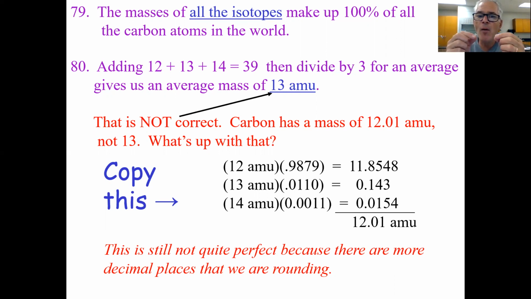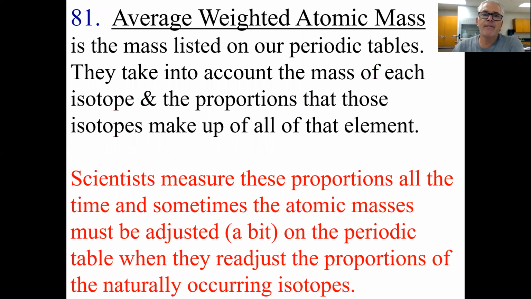We take the proportion of each isotope, we multiply the proportion times the mass, and then sum them up to get what's called the average weighted atomic mass. Average weighted atomic mass is the mass listed on a periodic table. They take into account all the masses of all the isotopes and, importantly, the proportions of those isotopes.